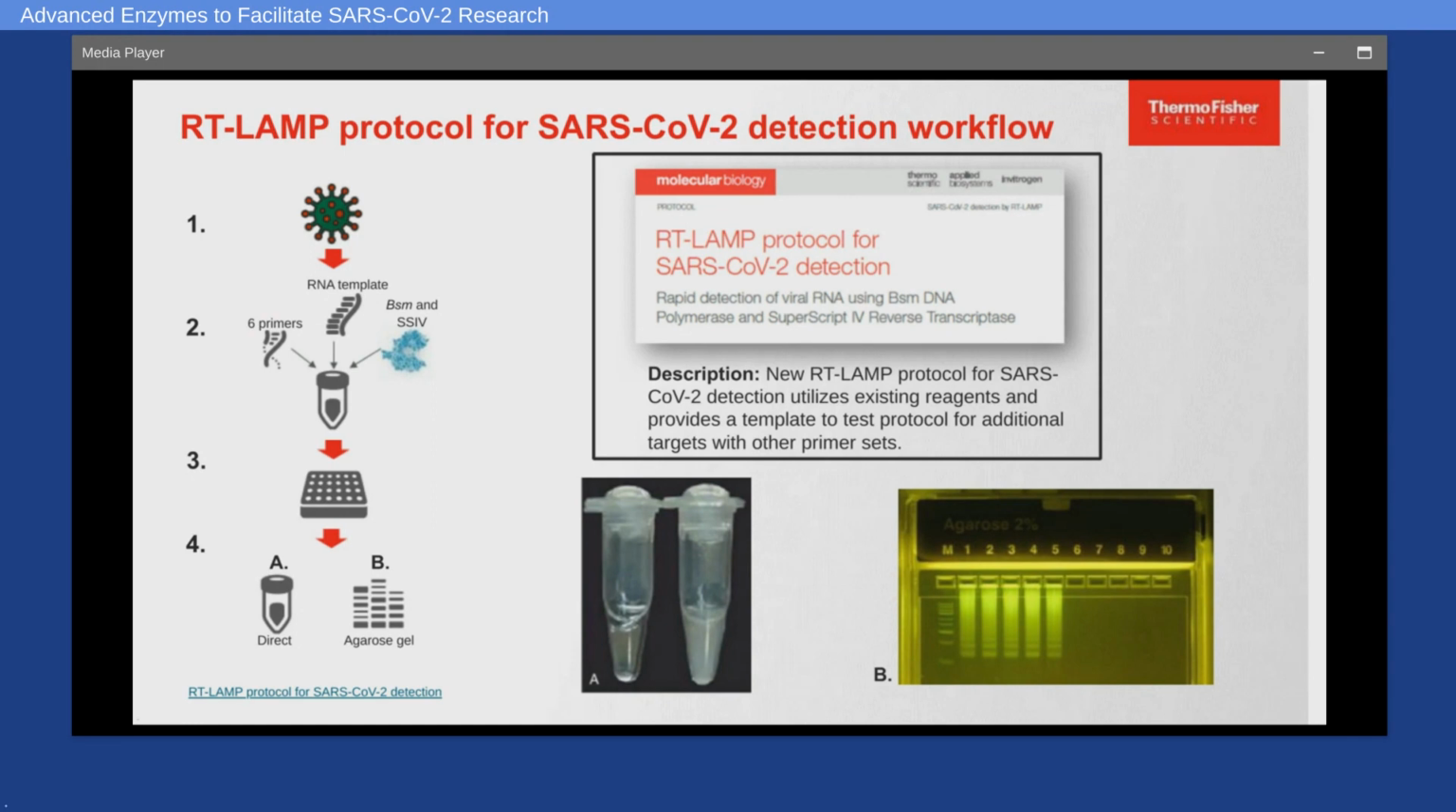Finally, several endpoint methods to visualize the results are demonstrated, such as direct color visualization shown in picture A, and agarose gel shown in picture B. So you can see the SARS-CoV-2 positive samples show different target bands from lane 1 to lane 5.